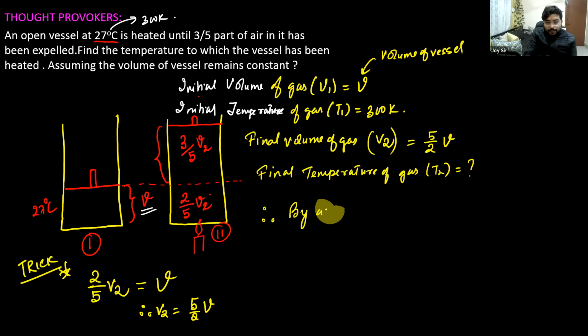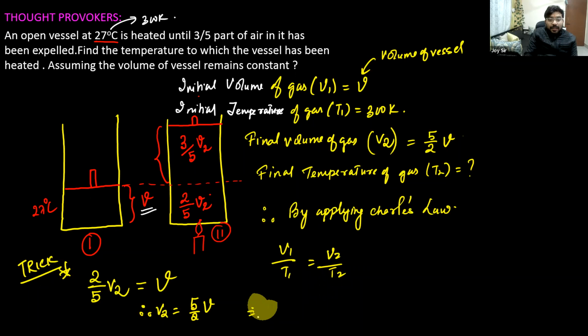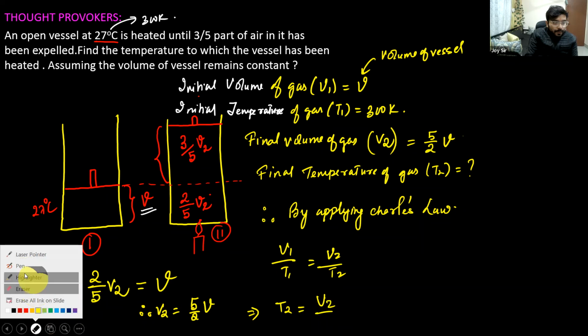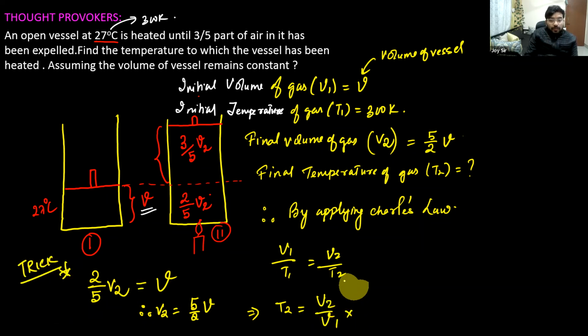Therefore, by applying Charles' law, what do we get? We get V1 by T1 is equal to V2 by T2. Sorry, I've written it wrong. T2 is equal to V2 by V1 into T1. Okay. So what will be the value of T2?